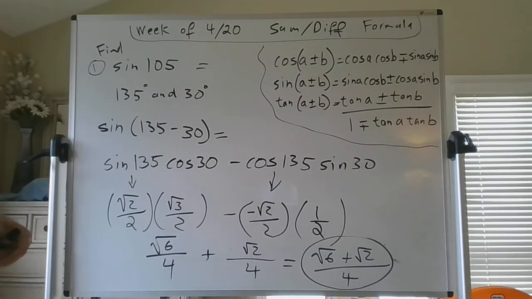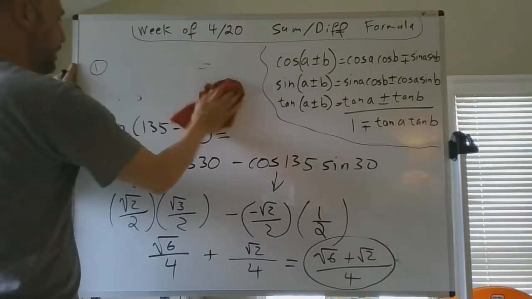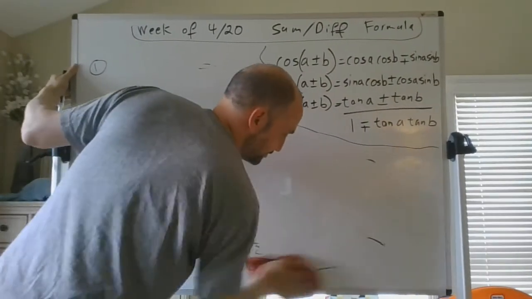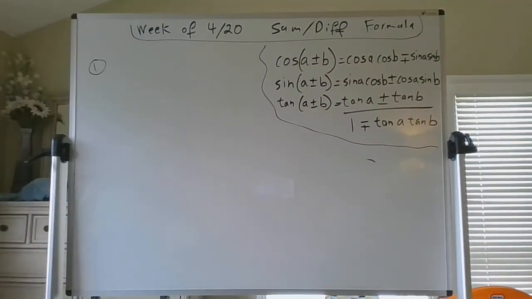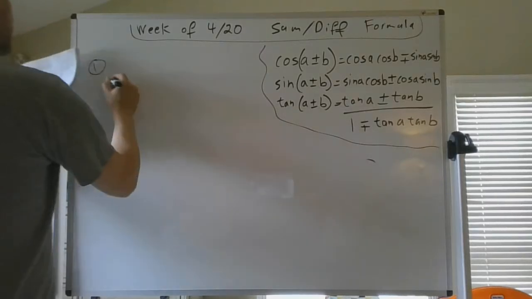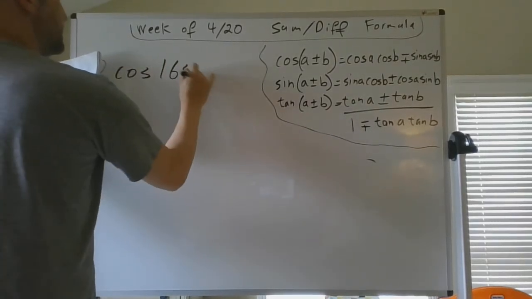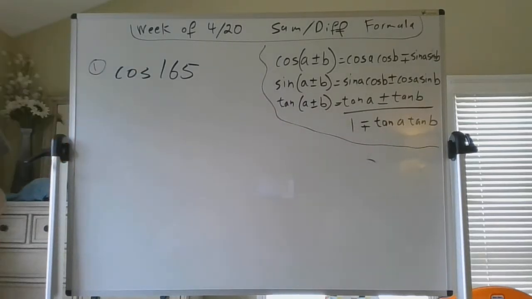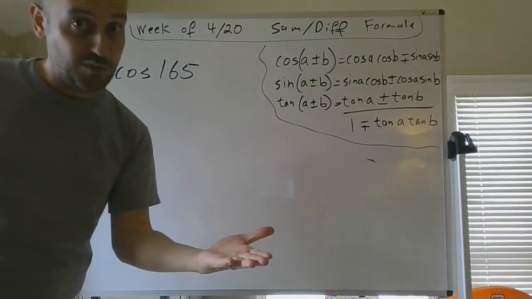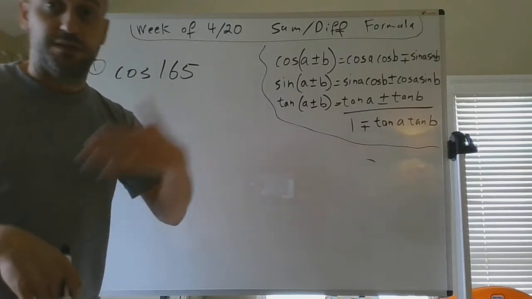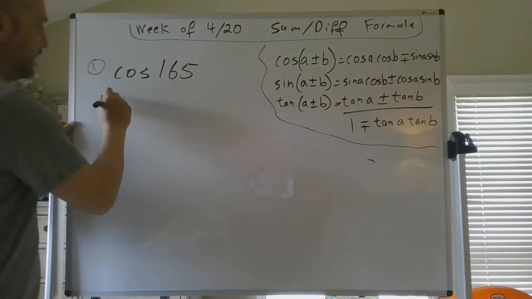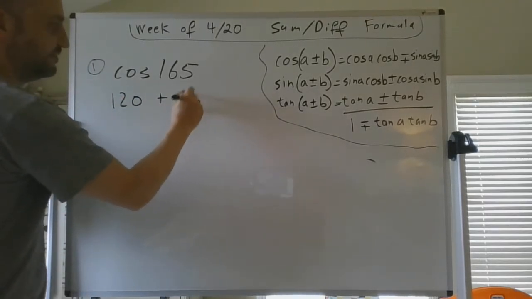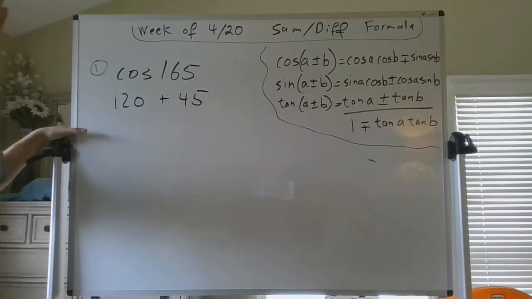So take a picture of that or whatever if you need to. And I'm going to give you another example now. Why don't we do a cosine? Let's do a cosine problem. Okay, we're going to do, how about this? Cosine of 165. Okay, and we have to think, what are we going to do to get cosine of 165? It's a couple different ways. Maybe there's a way to do a subtraction. Maybe there's a way to do an addition. Well, I'm going to use something that's a little bit obvious here. I'm going to use 120 plus 45. That's like the first thing that comes to my mind.